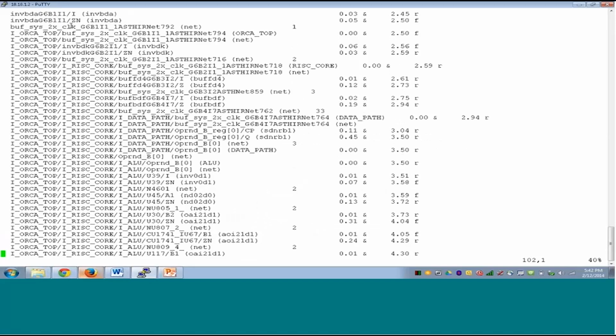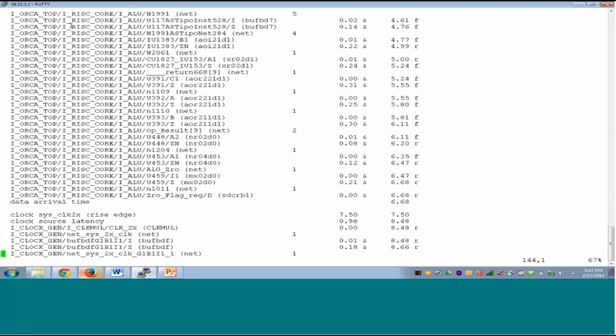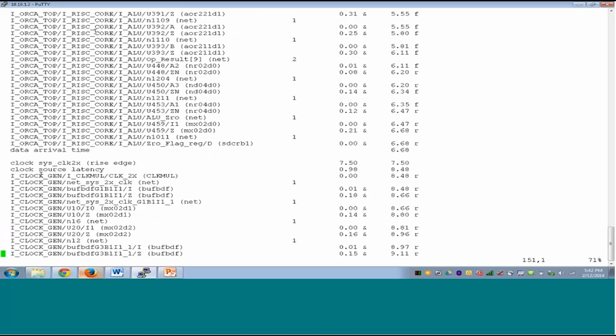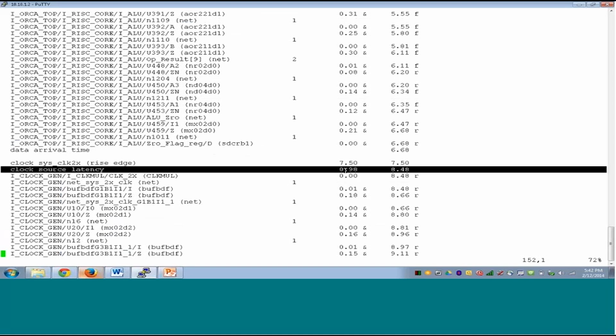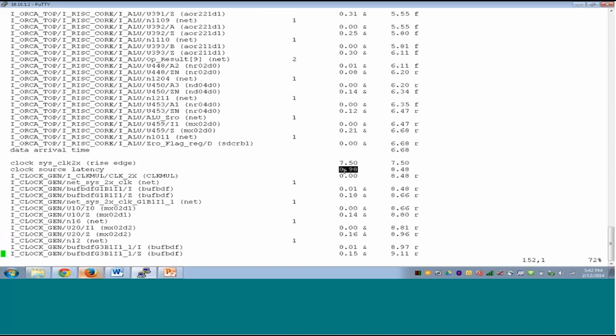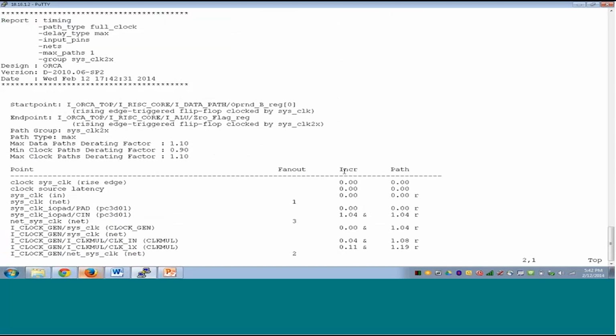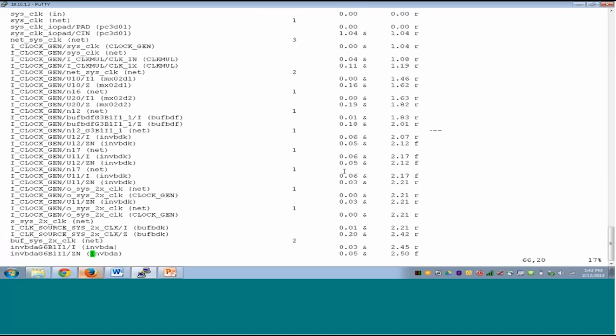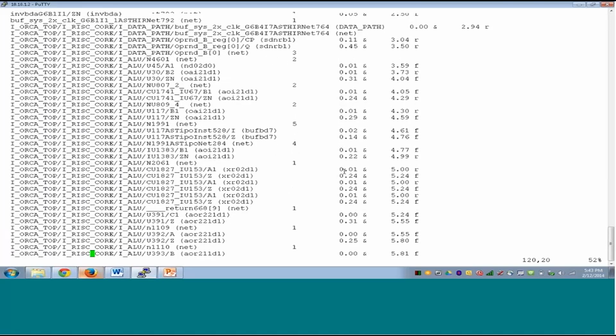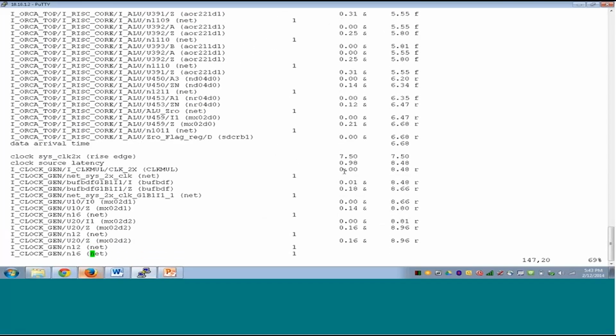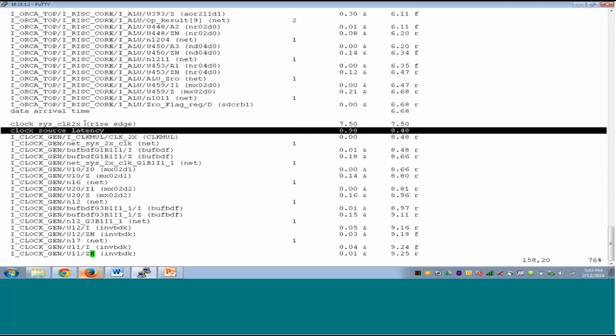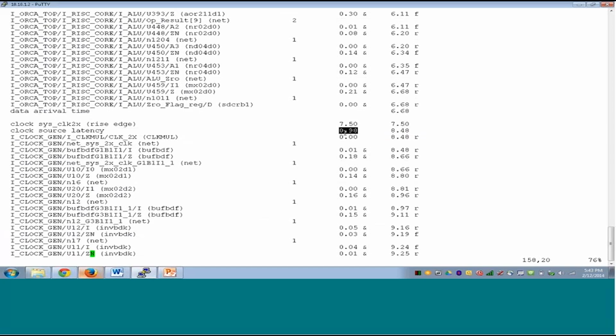Second, at the capture part, now also you see this strange thing. Still the clock source latency is coming out to be 0.98. In the launch part, the clock source latency is coming out to be 0, which is expected because it starts from the clock generation point. But at the capture part, since it's a generated clock, not a primary clock, it did not give us the complete path for the generated clock. This is known as the generated clock latency.